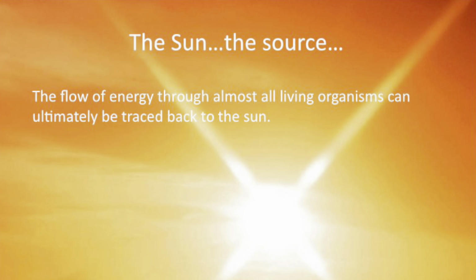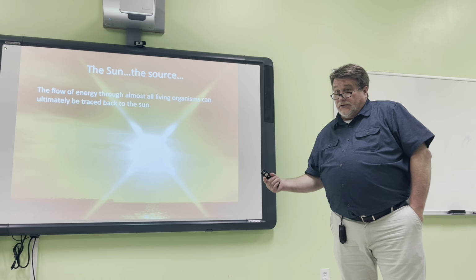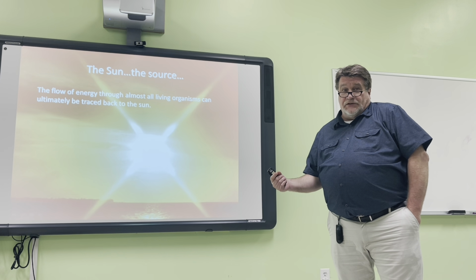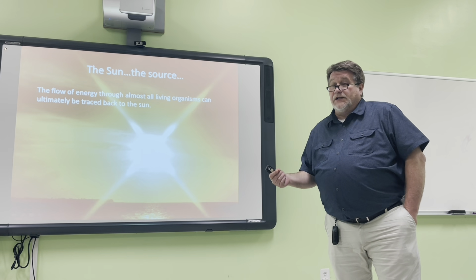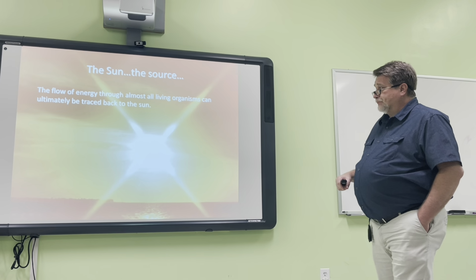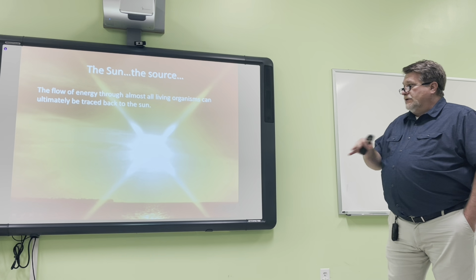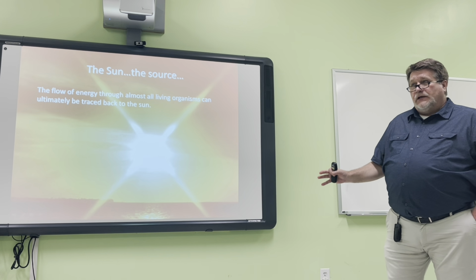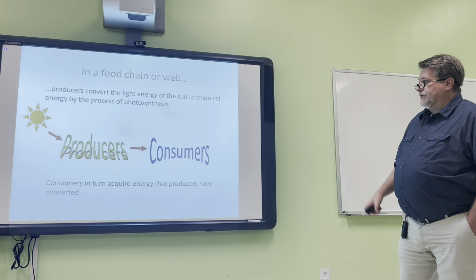So where does this energy come from ultimately? Well, if you live on this planet, 99% of all living systems on this planet ultimately depend on the sun as that source of energy. I say 99%, so that means there's something that actually is a little bit different. And this is a relatively new concept in the natural sciences, and we'll talk about that at the end. But the flow of energy through almost all living systems can be traced back to the sun.